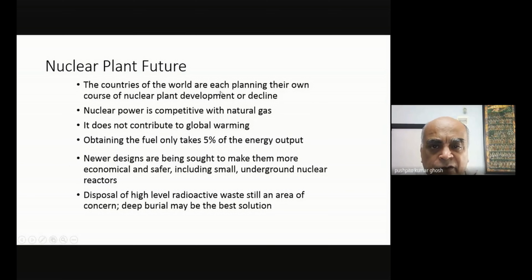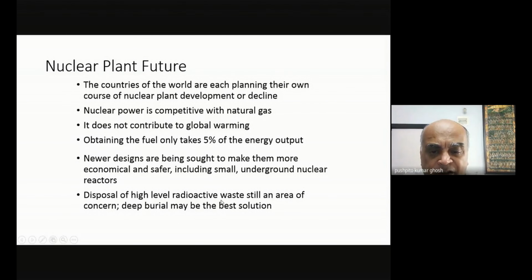The countries of the world are each planning their own course of nuclear plant development or decline. Nuclear power is competitive with natural gas, absolutely. It does not contribute to global warming. Obtaining the fuel only takes 5% of the energy output. We have seen that 20:1 ratio of energy output to input. Newer designs are being sought to make them more economical and safer, including small underground nuclear reactors.